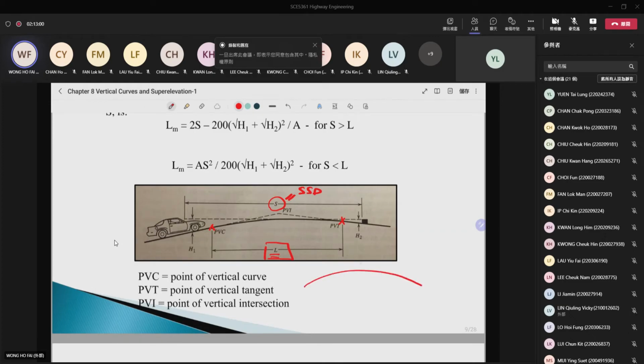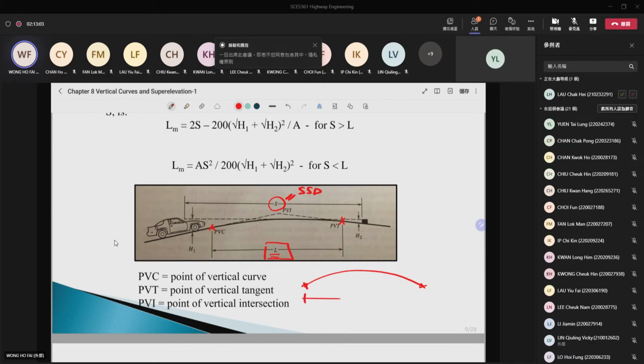Because when you have the curve here, this is the start of the curve, and this is the length of the curve. When your vehicle is here, you can see something ahead, and this is your sight distance. When you see something here, you will start to stop your vehicle, right? This distance should be equal to your stopping distance, which involves reaction time and braking time. We just want to calculate L, so you provide S, and S will be equal to the SSD.